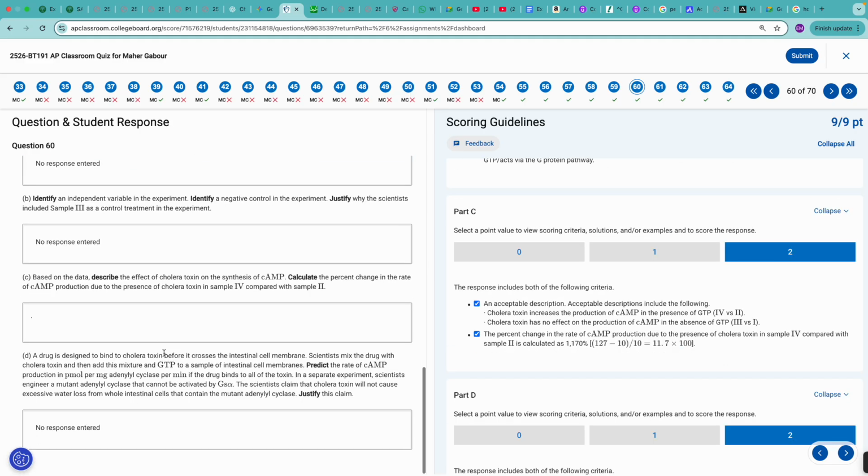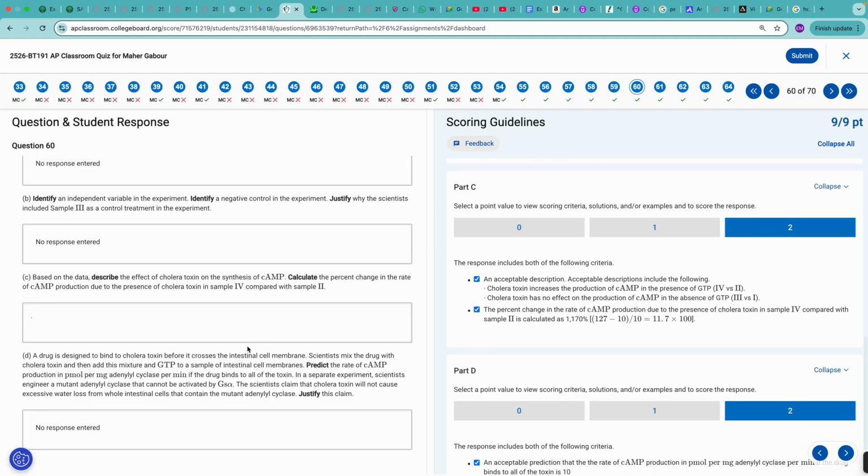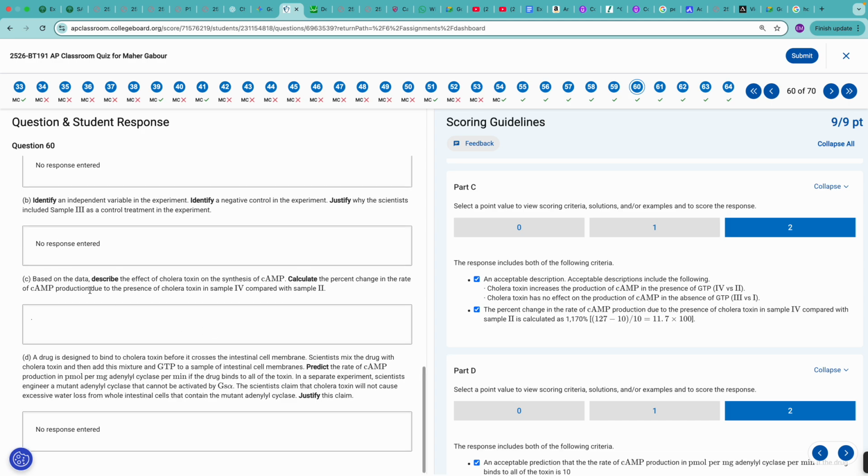Okay, is this part C? Based on the data, describe the effect of cholera toxin on the synthesis of cyclic AMP. Calculate the percentage change in the rate of cyclic AMP production due to the presence of cholera toxin in sample IV and sample II. Okay, so let's go here. Based on the data, describe the effect of cholera toxin.